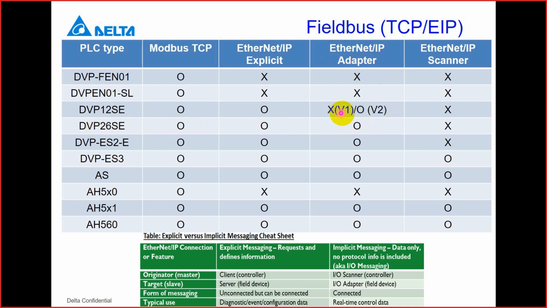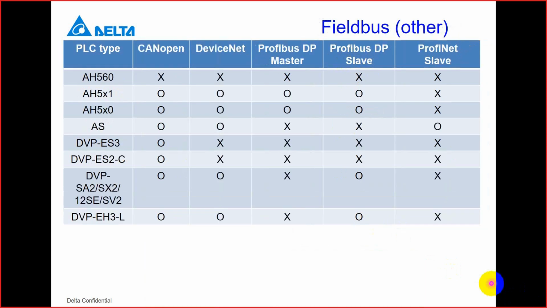But if you see the firmware version is 1.90 something, that means this is old hardware, so it cannot support the Ethernet IP adapter function. Okay, regarding this page, not sure, any question? Okay, if no, then we move on.